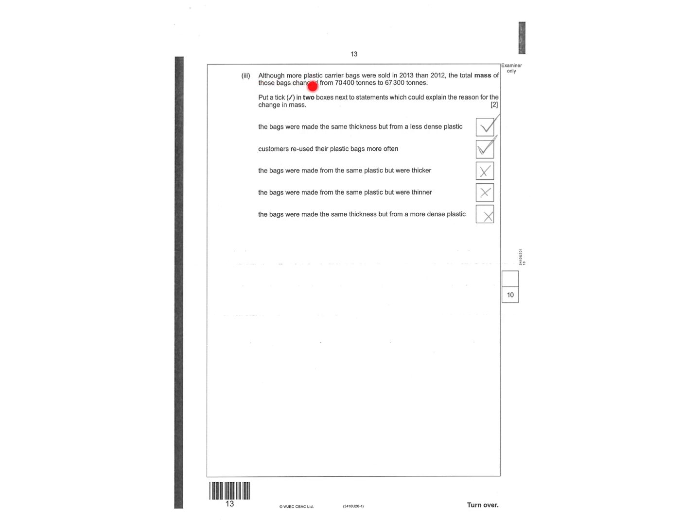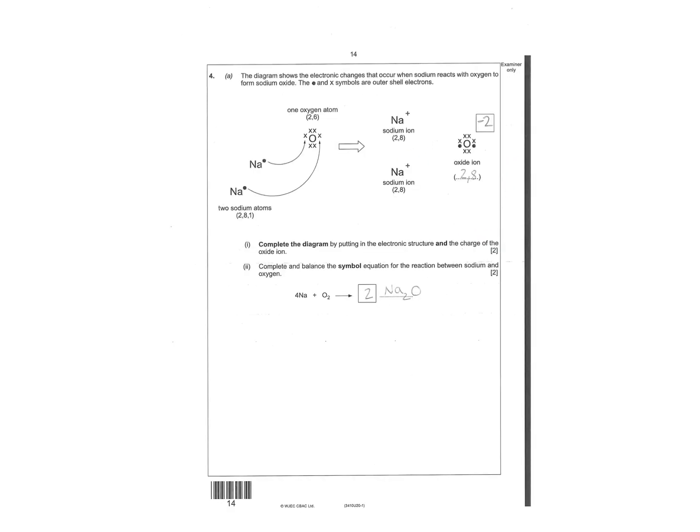Looking at information then about plastic bags. The bags were made from the same thickness but from less dense plastic, that was true. Consumers reused their plastic bags more often, that was also true. These 3 then were not true. Nice question then, showing the ionic transfer of electrons from sodium to oxygen. They gave you the charges on sodium, asked you to work out what would be going on oxygen, so it would be 2,8 now, not 2,6, and it would be minus 2 because it's gained 2.